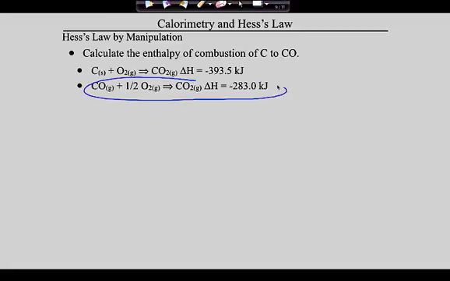Why is this not a heat of formation? So you need to break carbon monoxide. Carbon monoxide is not an element. Guys, carbon monoxide is a compound.